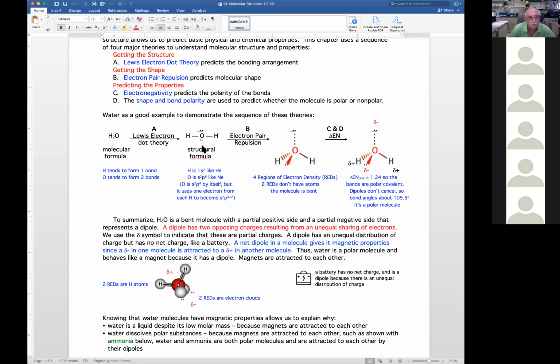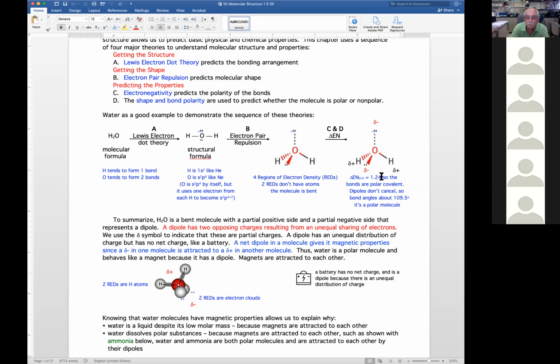So now we're going to go through predicting the properties. So we're going to use electronegativity. So electronegativity predicts the polarity of the bonds. So now if I'm looking at the numbers on the periodic table, oxygen is 3.44, hydrogen is 2.20. So the difference in electronegativity is 1.24. So that puts those bonds in a category of being known as polar covalent bonds.